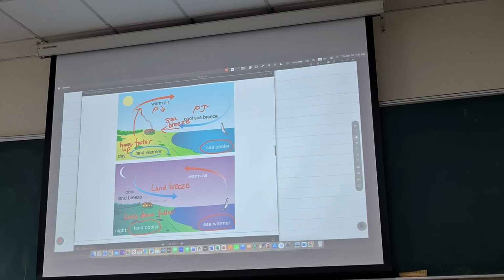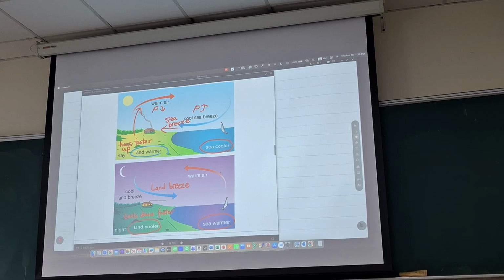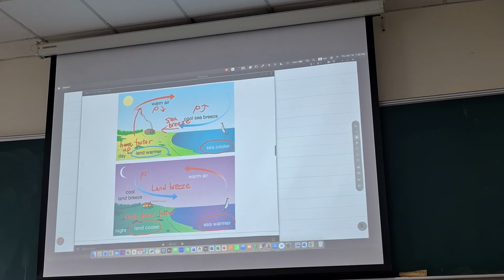So therefore, the air above the sea becomes warmer and rises. So the air above the land becomes cooler, and it's dense. The density increases. So it flows from the land to the sea.